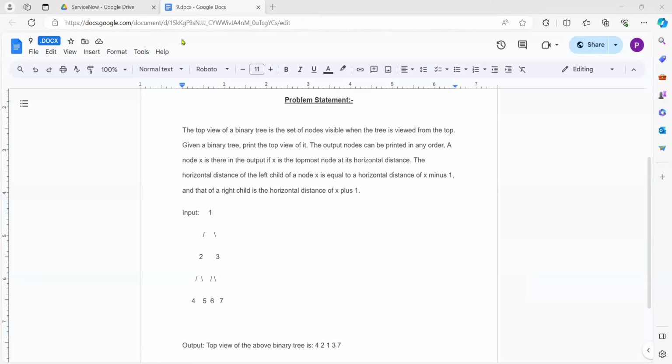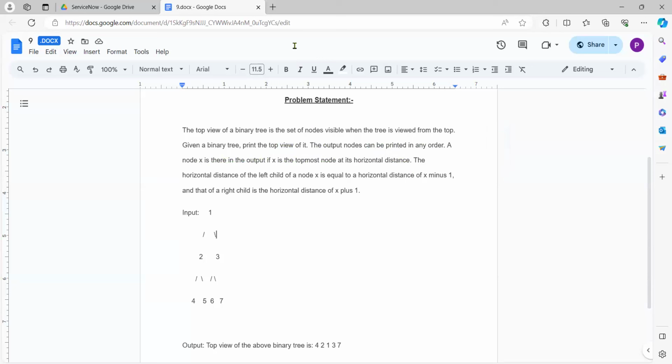Top view. Remember, there are a few different types of views: left view, right view, top view, bottom view. So that's why I told you, if you understood this, you can solve the rest of them. The output nodes can be printed in any order. A node X is there in the output if X is the topmost node at its horizontal distance.